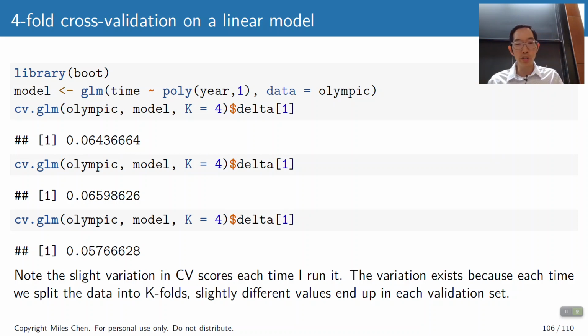When you run cross-validation using cv.glm, here I'm doing 4-fold cross-validation. One thing that we notice is that I'm running the same command, but the cross-validation score ends up being a little bit different each time. That is because of the random assignment of which observations end up in which of these folds. And so there's randomness there.